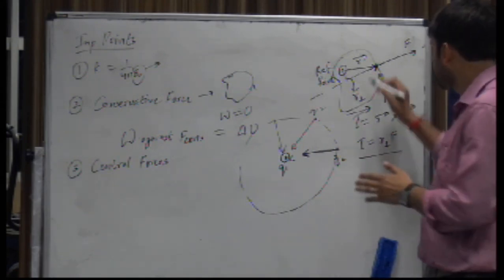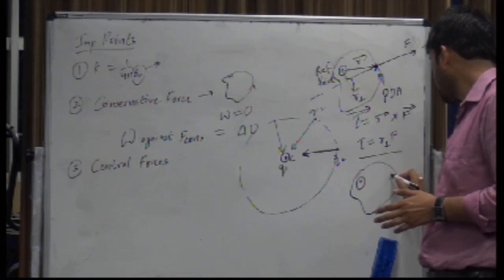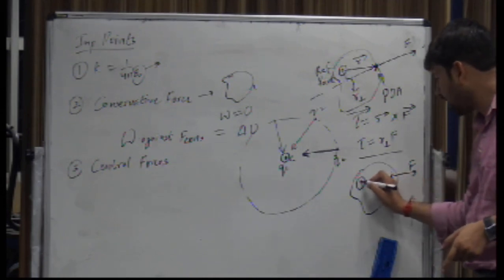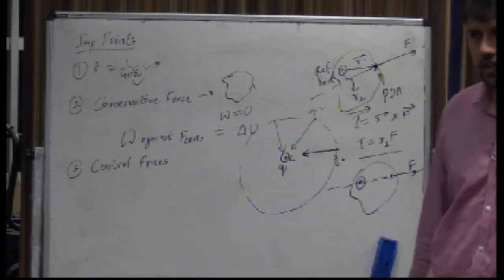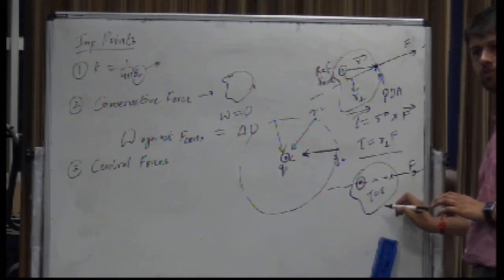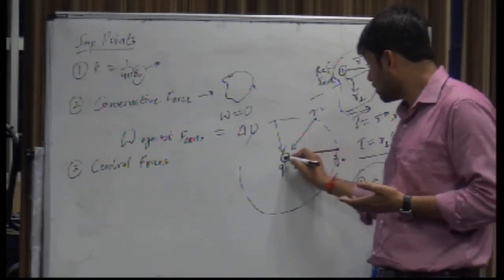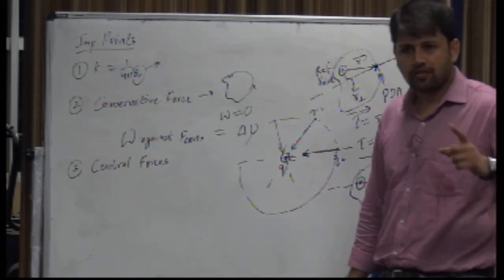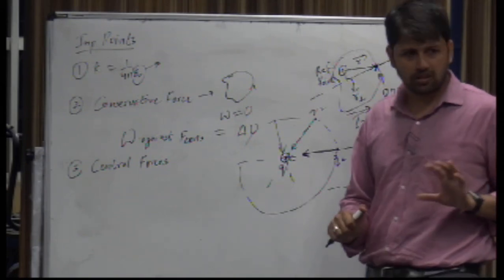What if the force, this is your reference point, and the force is acting here like this. If you extend the line, it passes through the reference point. What in this case? Since R perpendicular is 0 in this case, right? R perpendicular is 0, torque would be 0, right? Let's check the thing here. The force passes through the center always. This is what I mean by central forces.